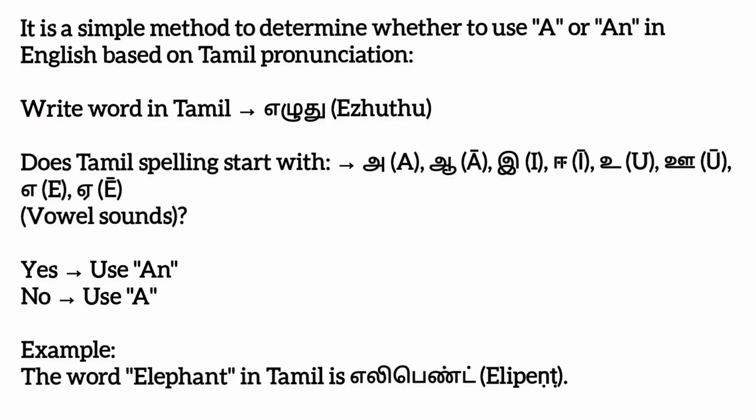To figure out whether to use a or an, you can write the word in Tamil. If the Tamil spelling starts with a vowel sound, use an. You know the Tamil vowels. You just take any one word. For example, elephant begins with a vowel letter and vowel sound. Write elephant in Tamil.